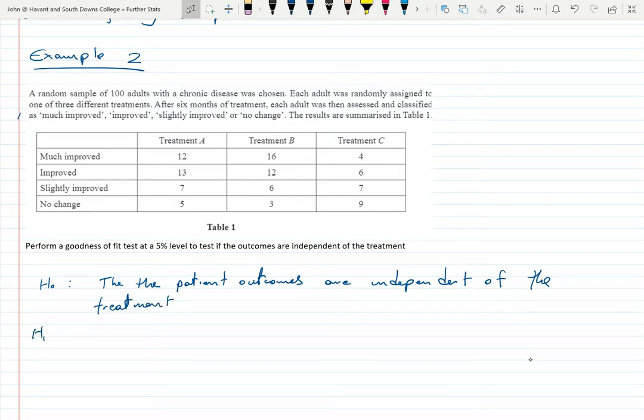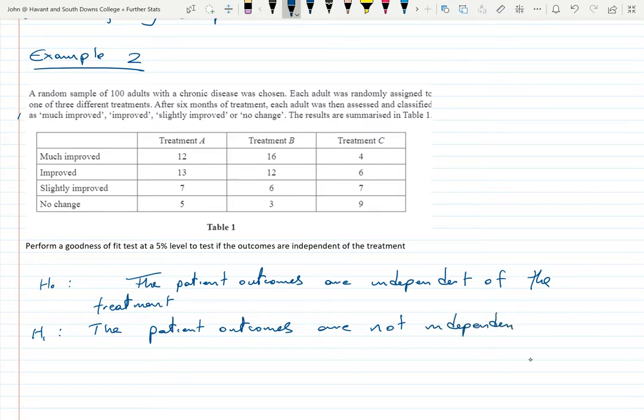Whereas the H1 is that the patient outcomes are not independent of the treatment. Obviously, if the word associated is to be used, then we would say for H0 that these are not associated, and here we would say that they are associated. So it's kind of the opposite. So there's our null hypothesis.